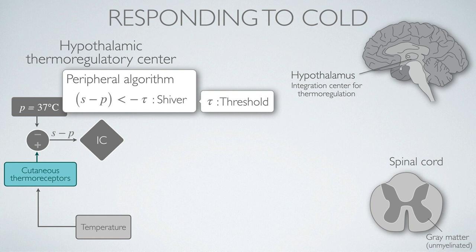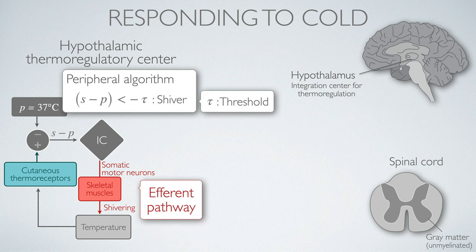And shivering is achieved by your skeletal muscles. And so we're activating a motor neuron. The skeletal muscles contract in an oscillatory fashion, which creates the shivering. All right, that comprises our efferent pathway. So let's take a look on the right-hand side at the anatomy that's responsible for that efferent pathway.